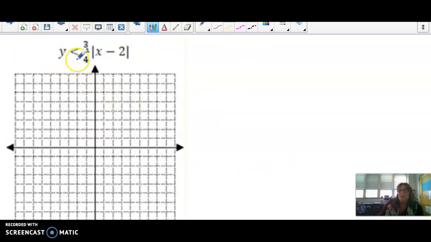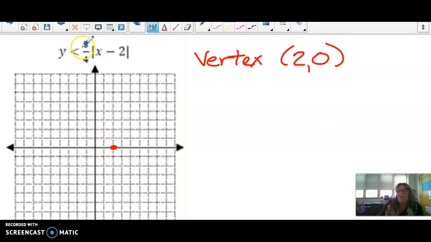But here we know that this one we've got an absolute value problem. First thing I'm going to look at is my vertex. My vertex is located at 2. Nothing's on the outside added or subtracted, so that's 0. So 2, 0 is here. I have a steepness of 3, 4. 1, 2, 3. 1, 2, 3, 4.